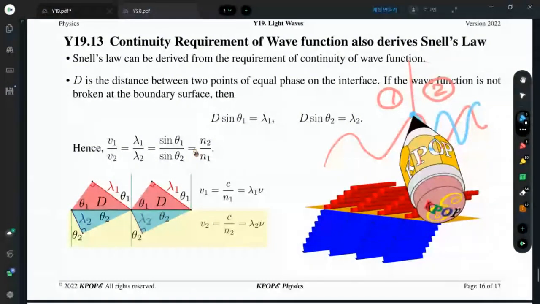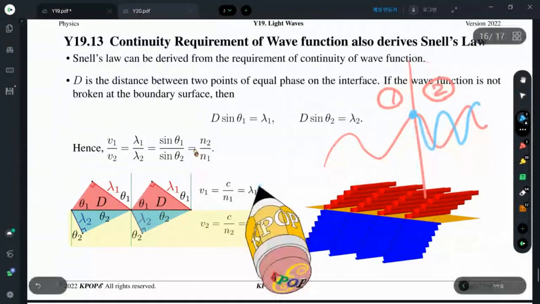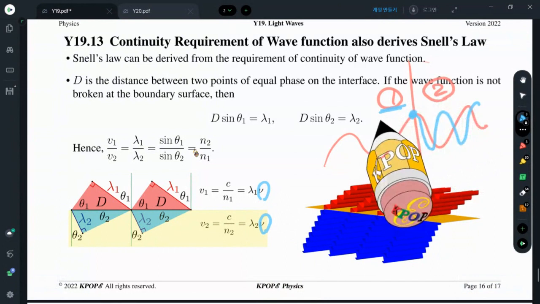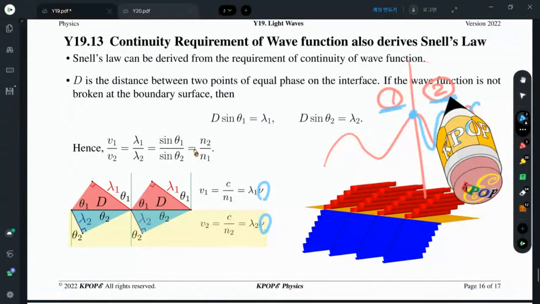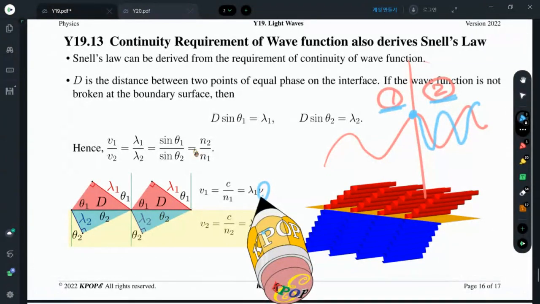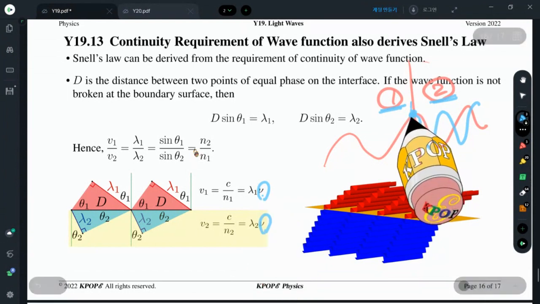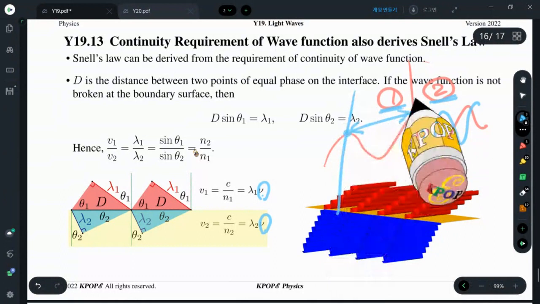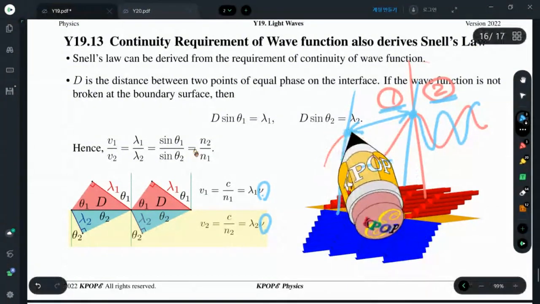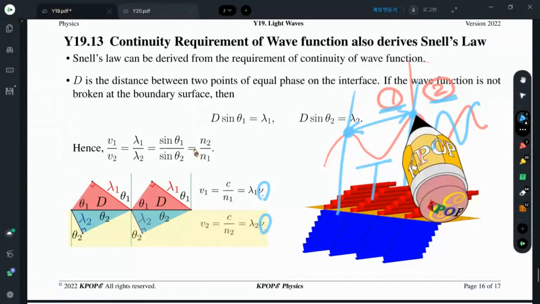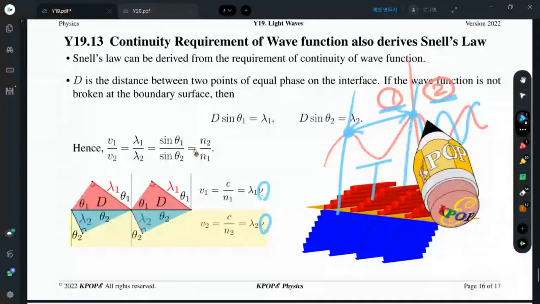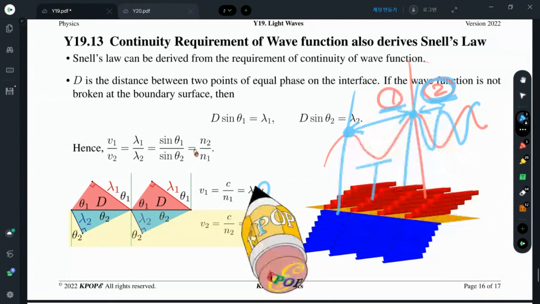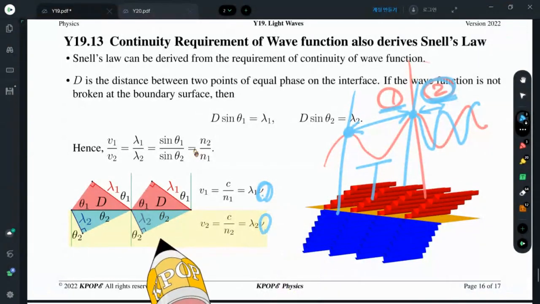In that case, we can make a very important constraint: the same wave propagating in one medium and in the other medium has identical frequency. Because the wave does not break at all, the time t necessary to become in phase, required for the next wavefront to approach the interface, should be the same as the time required to pass through the other medium. So this assumption gives a very simple relation.